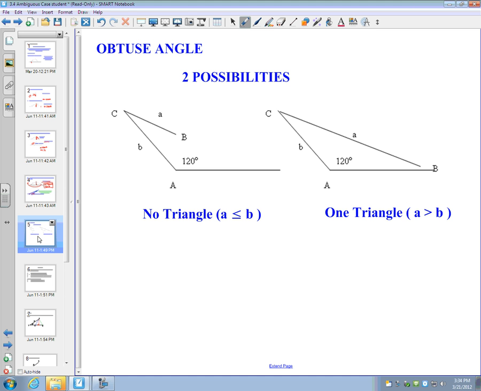Now if we have an obtuse angle, obtuse means greater than 90, so we have angle side side, where this angle is obtuse. There's 2 different possibilities. First, if side length A is less than or equal to side B, no triangle exists. Okay? And if A is greater than B, there is exactly one triangle. So you're going to be given problems, and there might be one answer, there might be 2 answers, or there might be no answers, okay? So you do have to be aware.